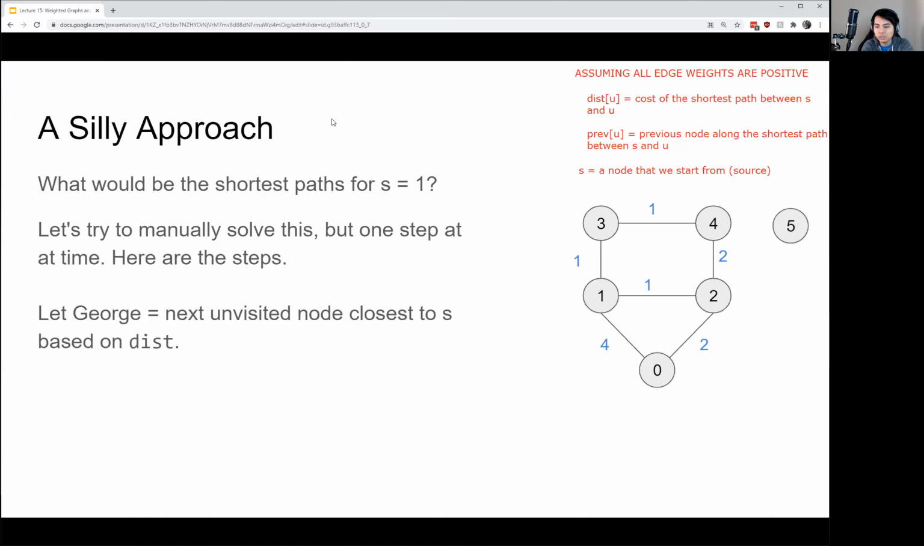Okay, people are saying either 2 or 3, so go ahead and punch in chat if you haven't. Thank you for falling into my trap. The correct answer here is 1. The closest node that we haven't visited is the node that we start with because the distance to get to that node is 0. So at the very beginning, the first George will always be S.